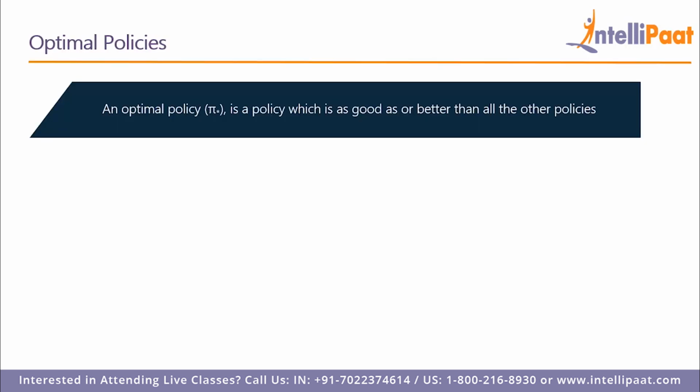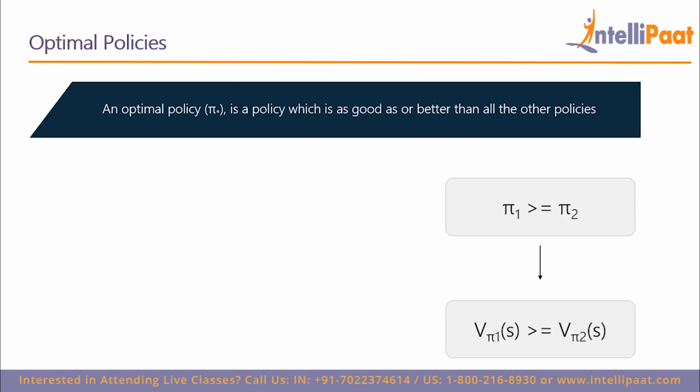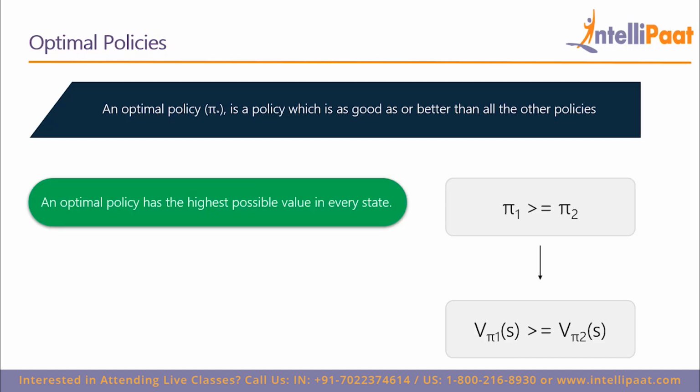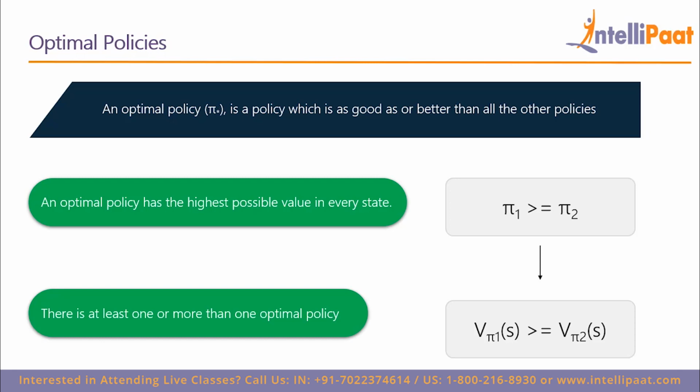An optimal policy, denoted by pi star, is a policy which is as good as or better than all other policies. We say that a policy pi 1 is as good as or better than policy pi 2 if and only if the value under pi 1 is greater than or equal to the value under pi 2 for each and every single state. This means that an optimal policy will have the highest possible value in every state, and there is always at least one optimal policy, but there may be more than one as well.